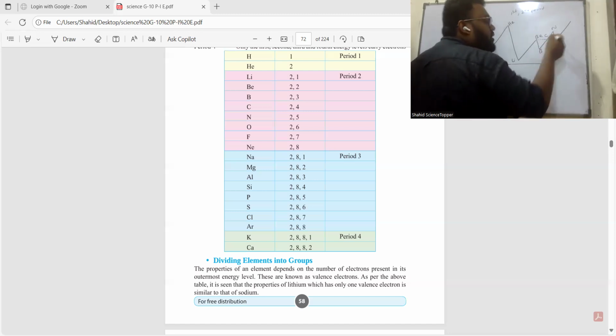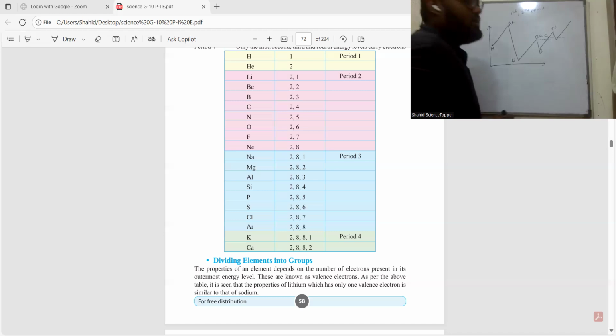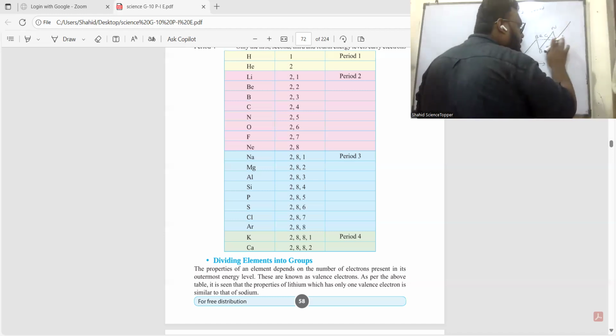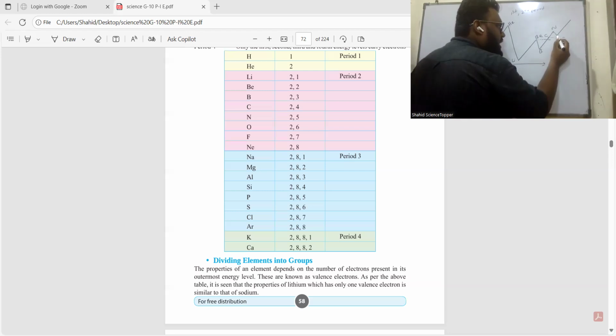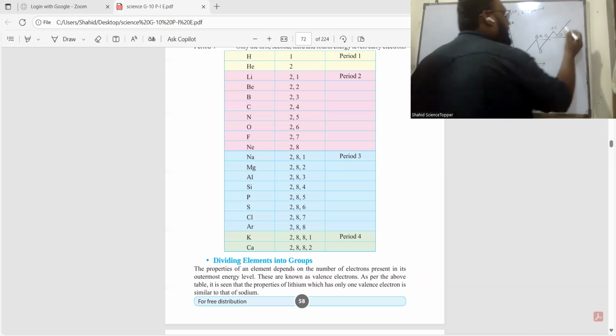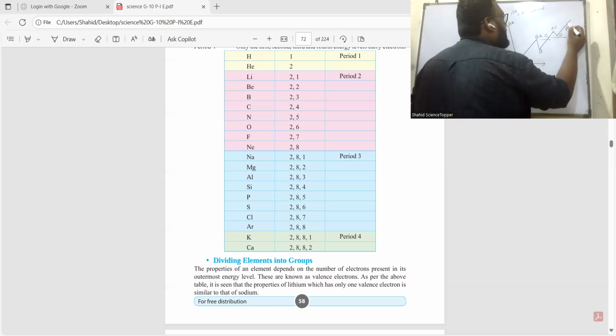And when you are drawing oxygen, the oxygen will have more energy than carbon. So the graph will not go that far down. It will be somewhere like this and go up again. Then only you will have oxygen having more energy than the carbon. So oxygen will come here, and fluorine and neon. And you need to be very careful.